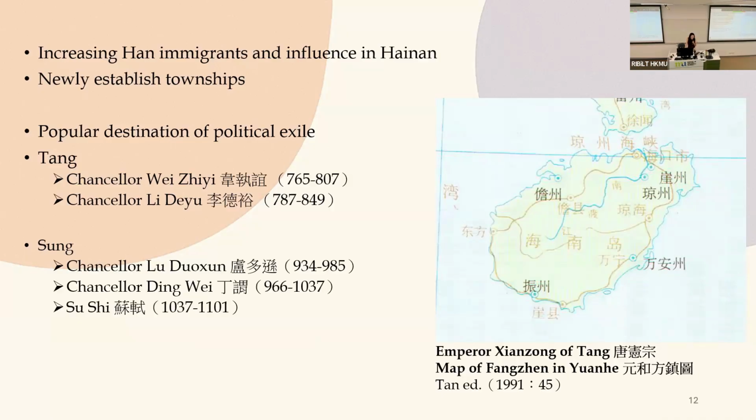And besides, Hainan also became a rather popular destination, but not for vacations, but for political exiles. And they welcomed numerous officials who were no longer favored by the emperors, including the very famous Tang Chancellor, Li Deyu, and one of the most eminent Chinese poets and literati of all time, Su Shi. So they have a lot of famous people visiting Hainan, even from the past.